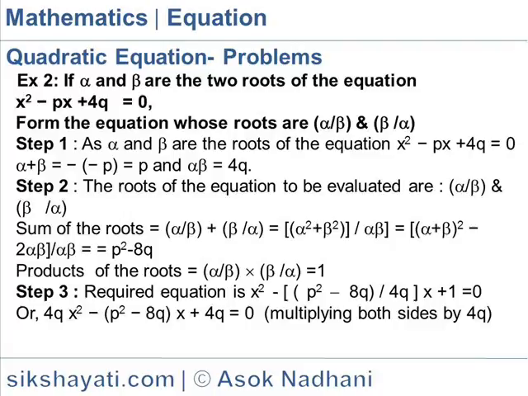So in step 3 we get the required equation: x square minus p square minus 8q by 4q x plus 1 is equal to 0, or 4q x square minus p square minus 8q x plus 4q is equal to 0. So we get this by multiplying both sides by 4q.